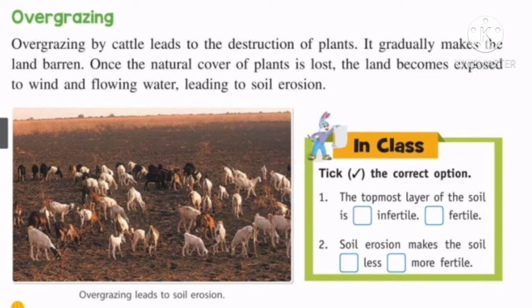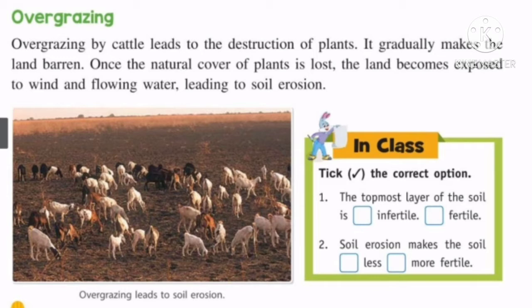Overgrazing by cattle leads to the destruction of plants. It gradually makes the land barren. Once the natural cover of plants is lost, the land becomes exposed to wind and flowing water, leading to soil erosion.